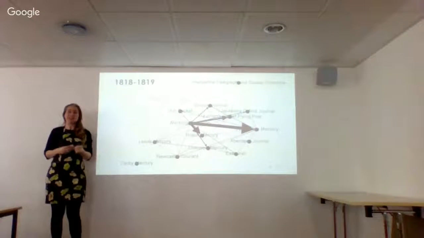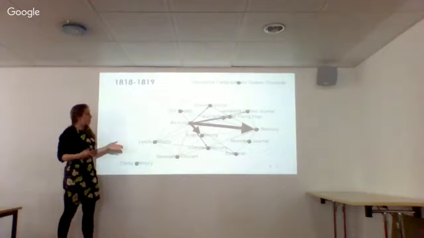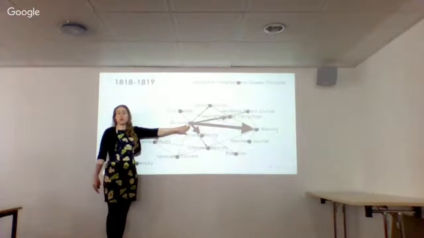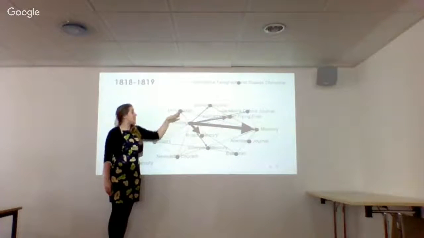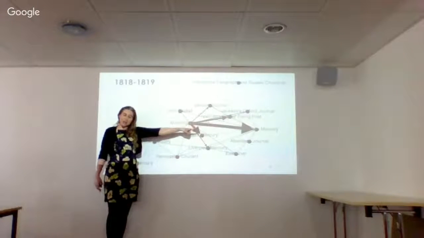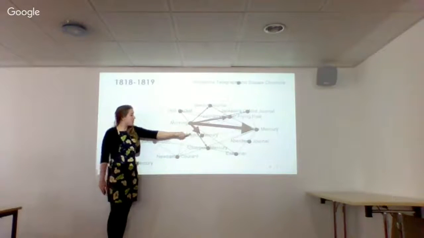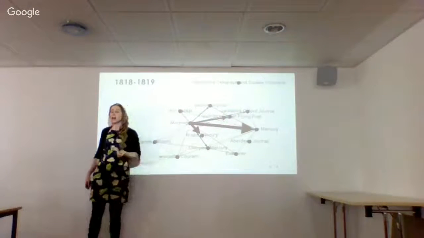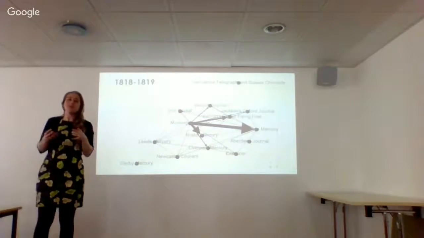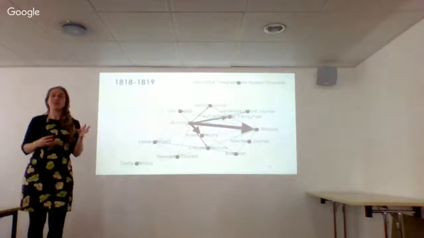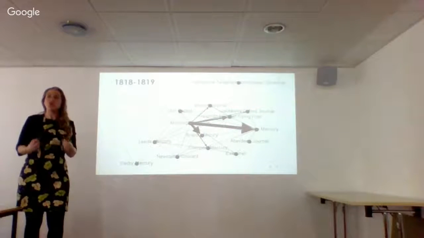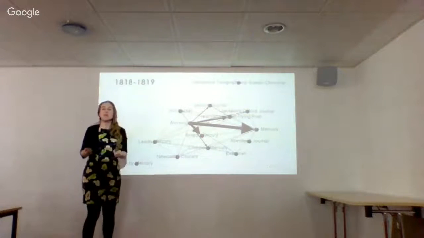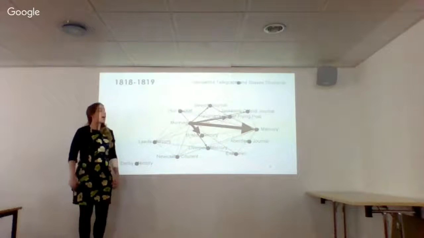Now this is 1818 to 1819. And as you can see, the Morning Chronicle is the chief node. It is basically sending out information largely to the Caledonian Mercury in Edinburgh, but also the Bristol Mercury, the Flying Post, Oxford, and Hull Packet. And this really puts a huge amount of pressure on the Morning Chronicle as the central node in the newspaper networks. Now, there's a couple of problems that this graph immediately has.